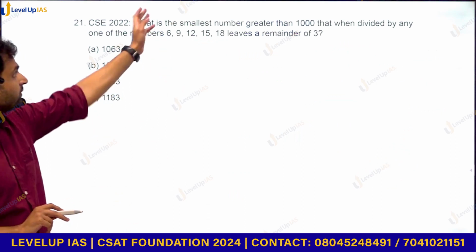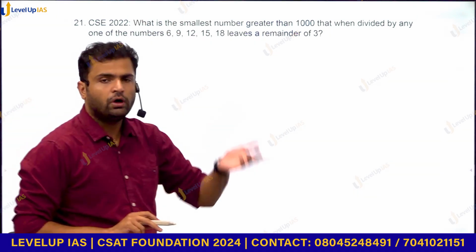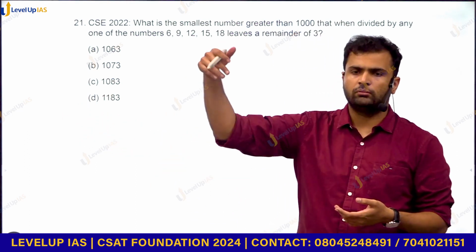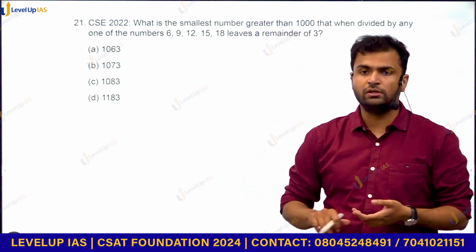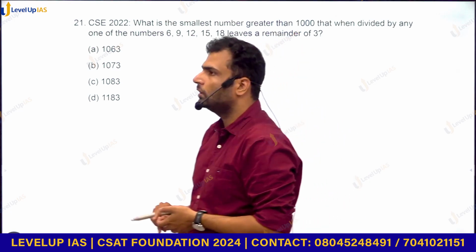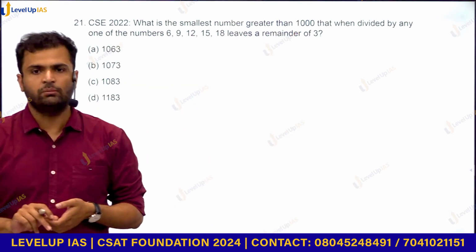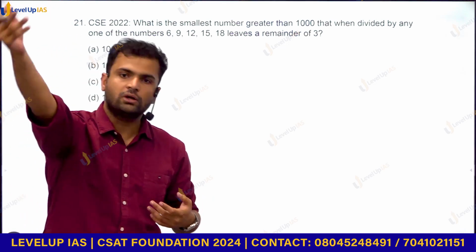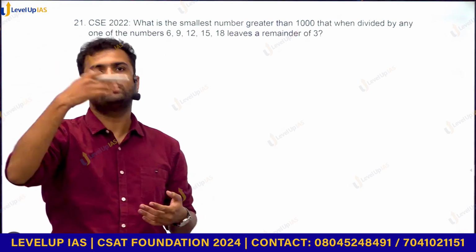Very simple question. Once you realize that, all you have to do is find the LCM and take common multiples till we get a number greater than 1000, because every common multiple would be a multiple of the LCM, the least common multiple. LCM is the least of all the common multiples, and all the common multiples are in fact multiples of the LCM as well.